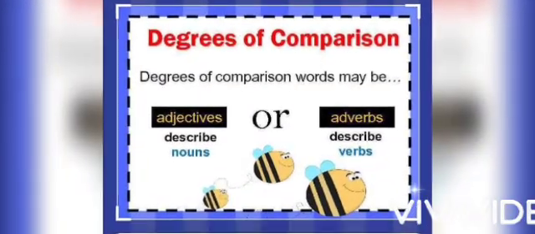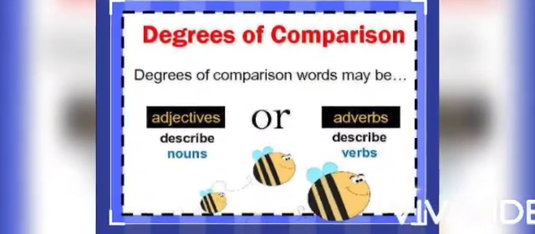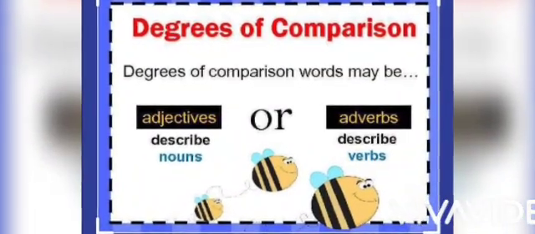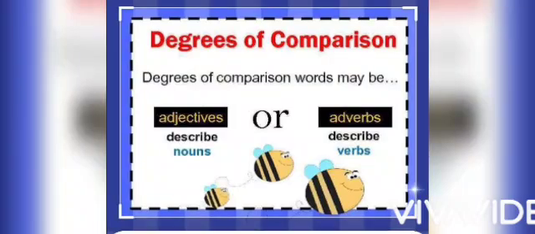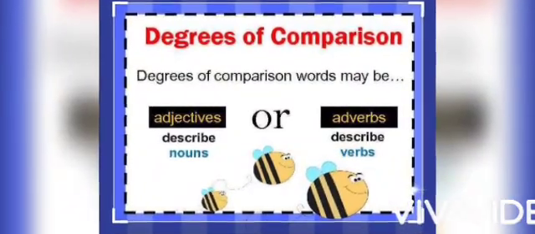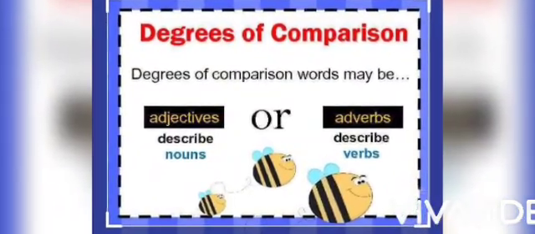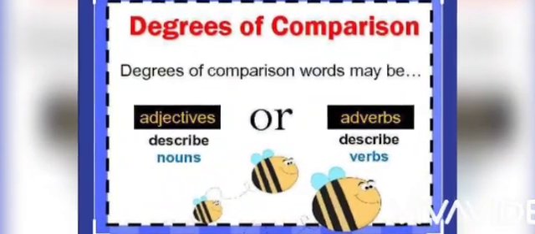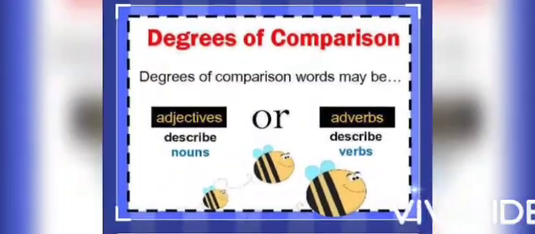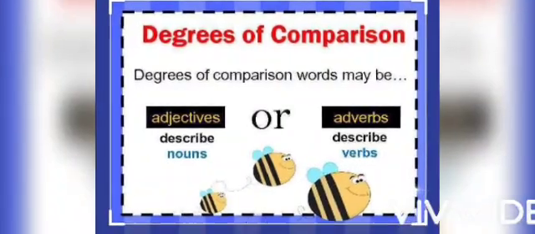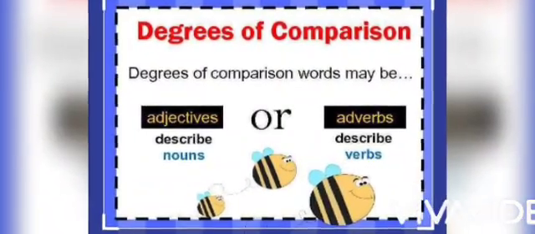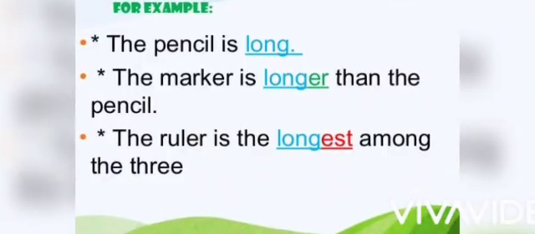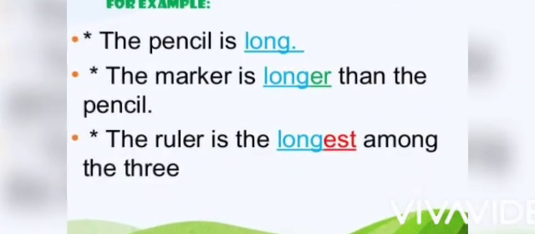Words that are used for comparison can be adjective or adverb. Adjectives describe nouns. You know that adjectives qualify nouns, and adverbs add meaning to verbs or describe verbs. So, degrees of comparison words may be adjectives or they can be adverbs. Let us see the example. You will understand better with it.